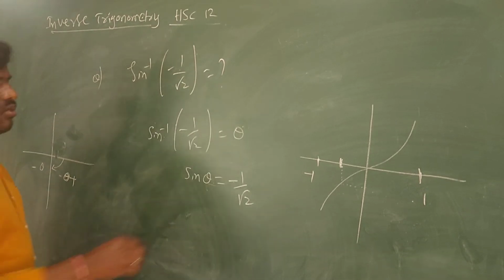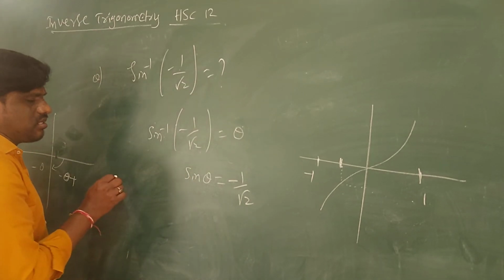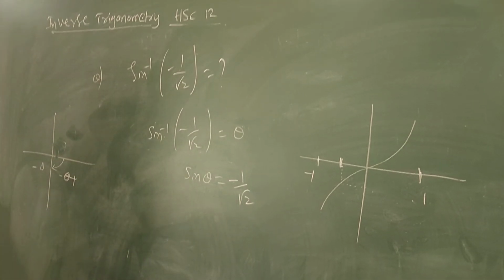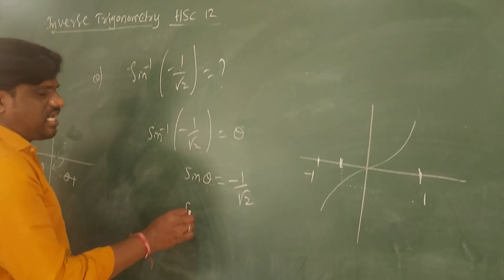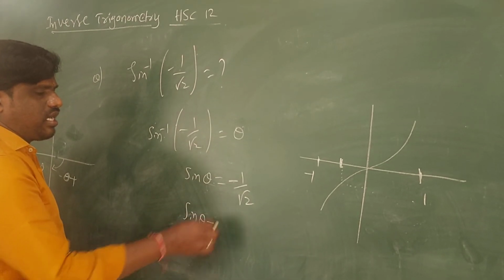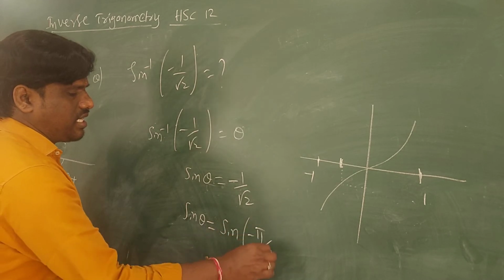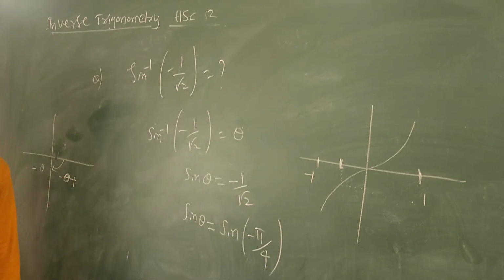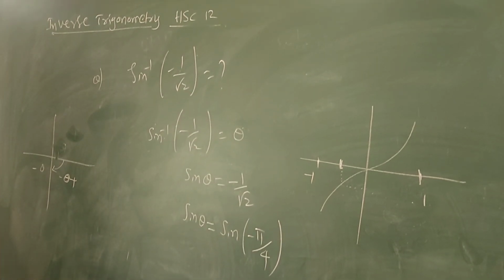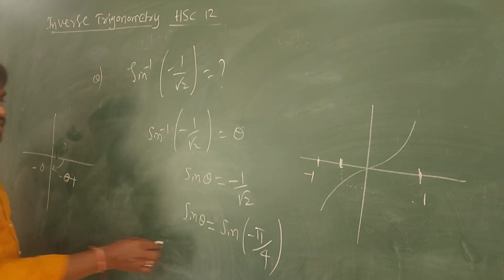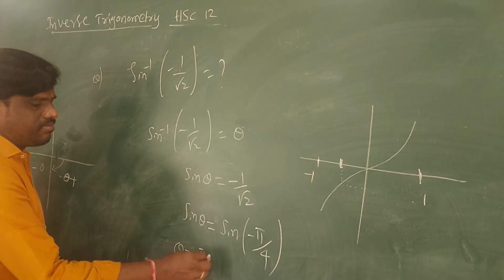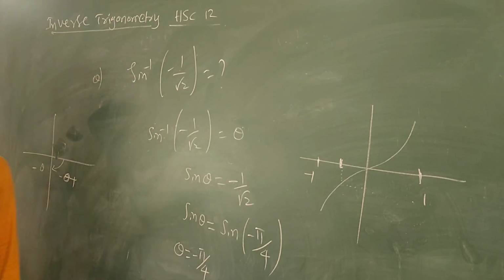See here. So sine of minus theta is equal to what? Minus sine theta. So here I can write sine theta is equal to sine of minus pi by 4. Sine of minus pi by 4 is minus 1 by root 2. So theta value will be how much? Theta equal to minus pi by 4. Answer will be minus pi by 4.